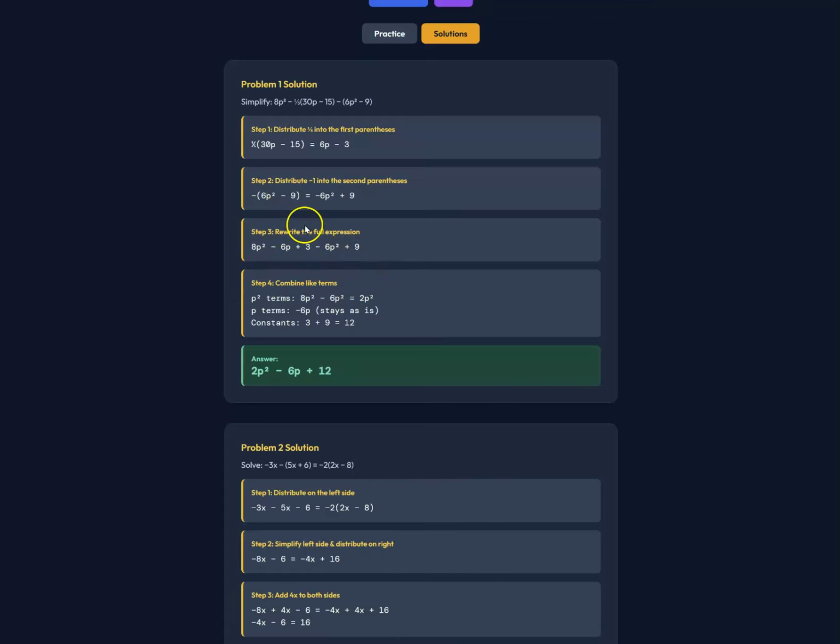Now we don't have any parentheses to worry about, any distributing, and we can just focus on combining the like terms. So the p squared terms, 8p squared minus 6p squared equals 2p squared. The p terms, negative 6p will stay as it is. And the constants, we have 3 plus 9, which will equal 12.